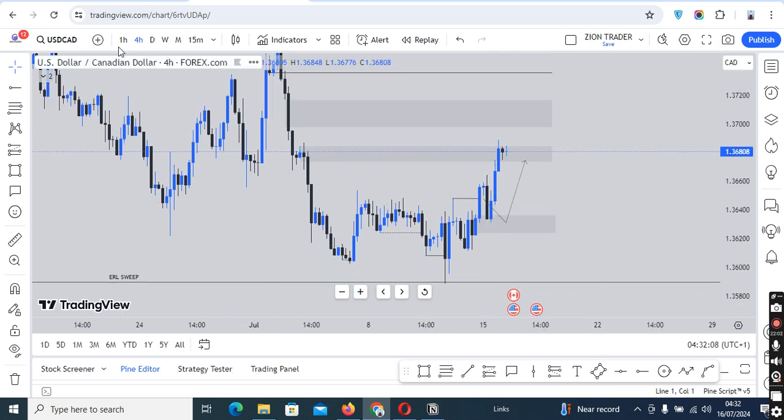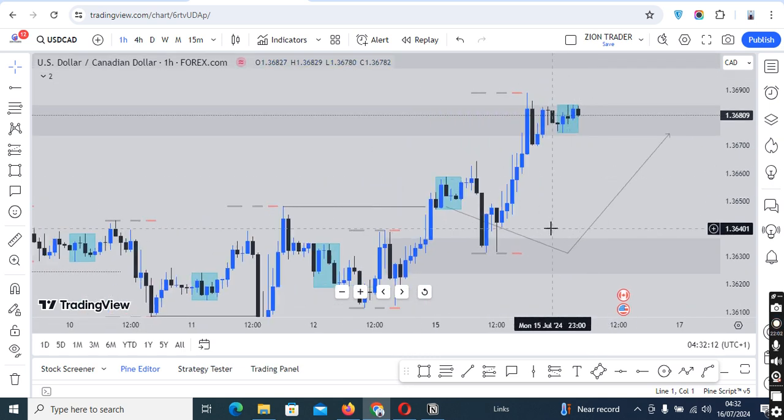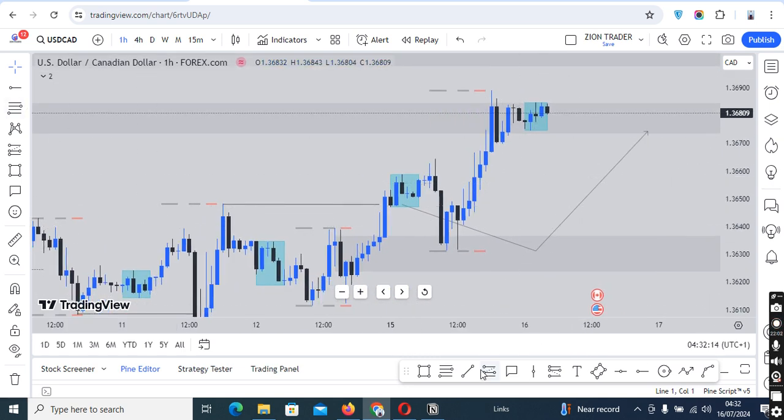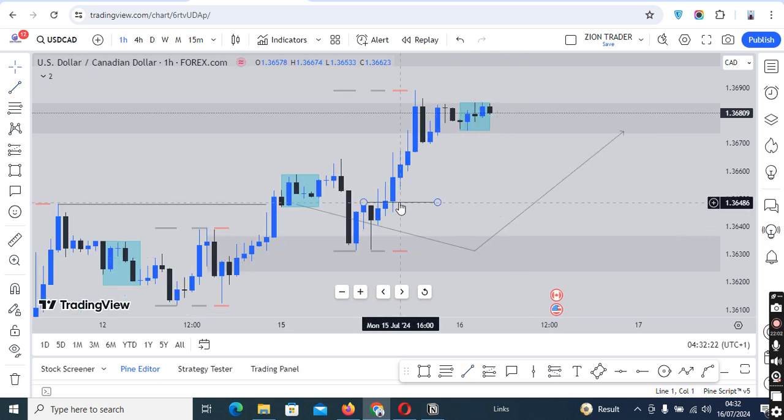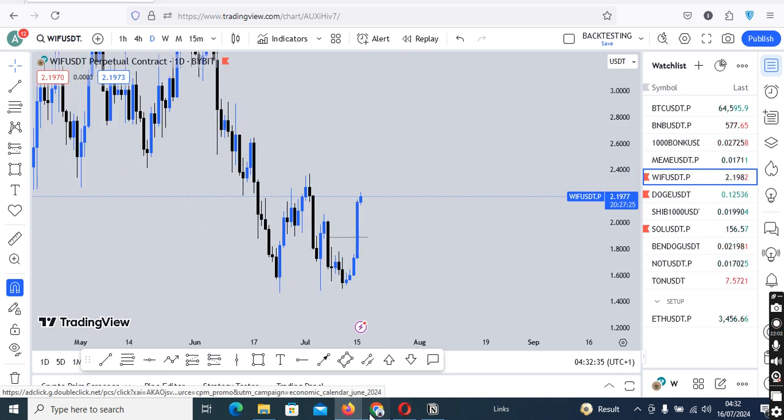Price came back to my point of interest, but I couldn't get a nice entry on the 1 hour time frame. But the truth is, if I had switched down to something like the 15 minute time frame, I would have gotten an entry here, guys. And I wasn't paying so much attention to USDCAD. That's just the truth. So guys, that's just what I wanted to show you. So let's get into today's video.